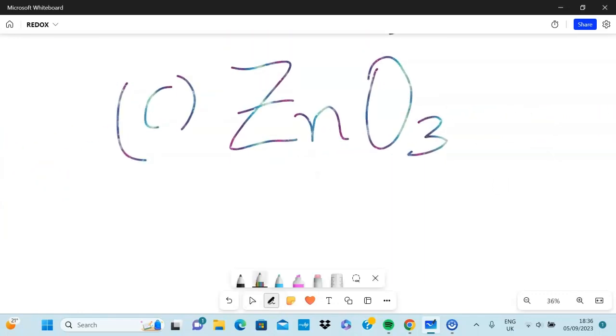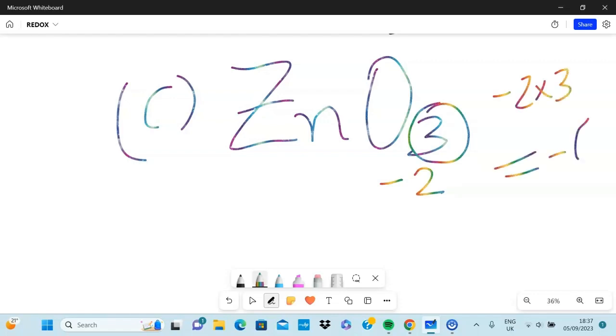Okay, so we're going to do O3 first, because remember, Zn is a transition element. It's not standalone, so you can't say its oxidation number is 0, because it's not standing alone like Zn. It is bonded with oxygen. So this is ZnO3. So you do the ones that you know first. That's the rule. Oxygen is minus 2, but there are 3 oxygens here. So minus 2 multiplied by 3 is minus 6. Naturally, if this is minus 6, this has to be plus 6. So this would add up to 0.